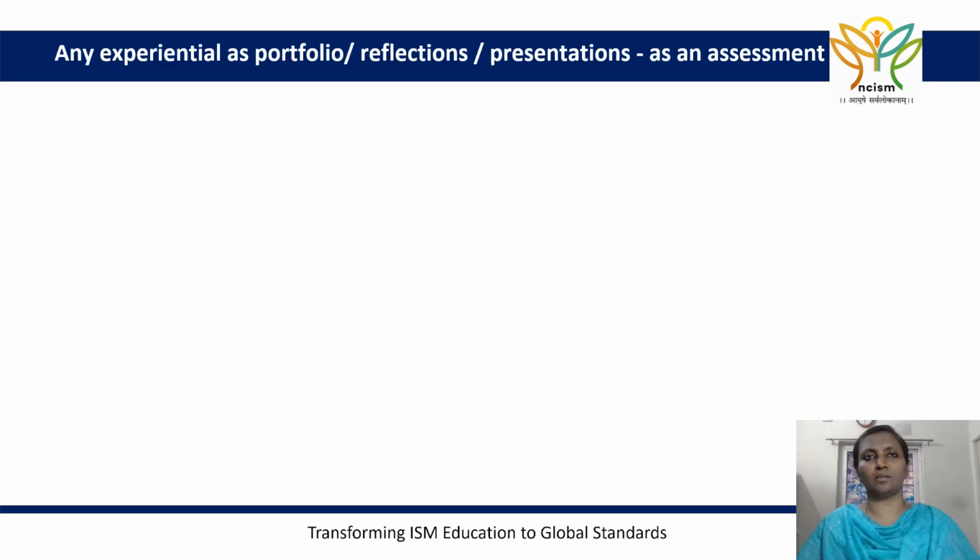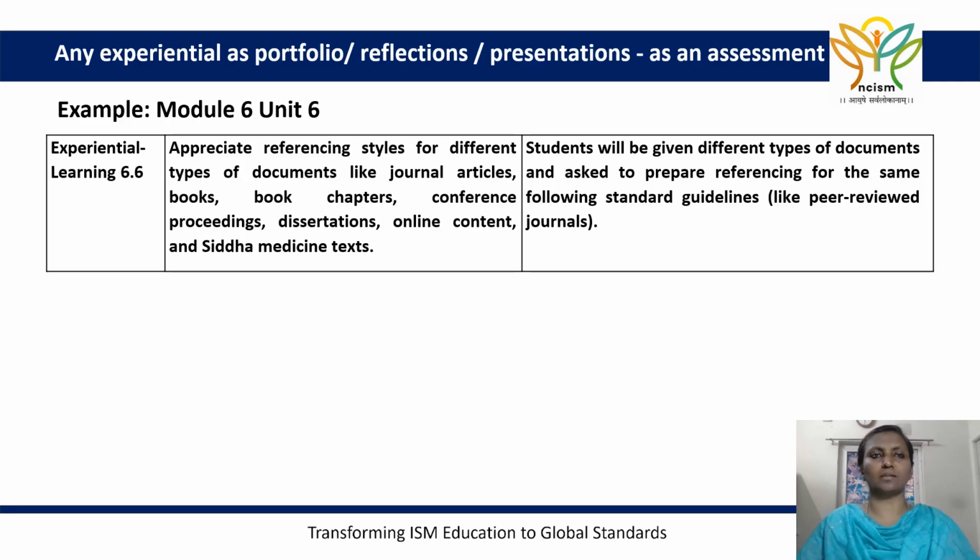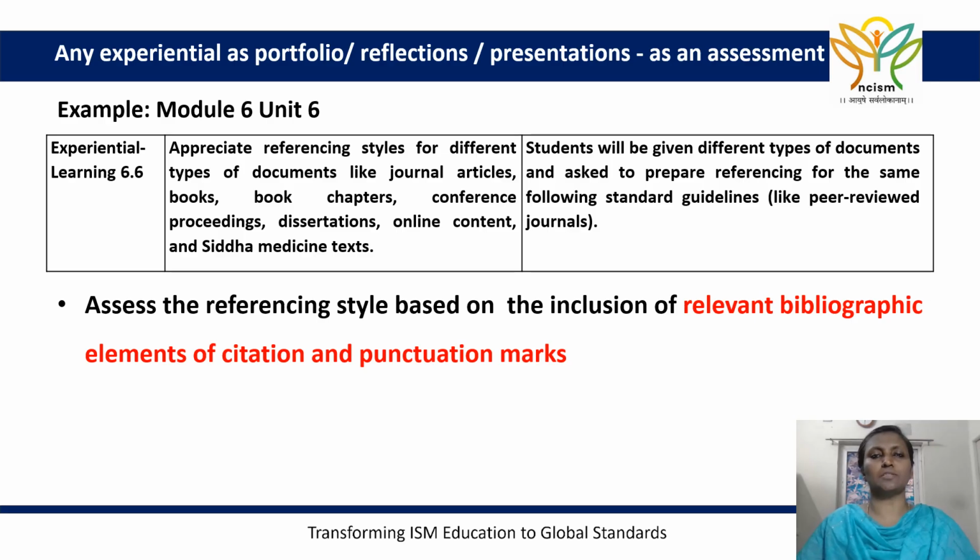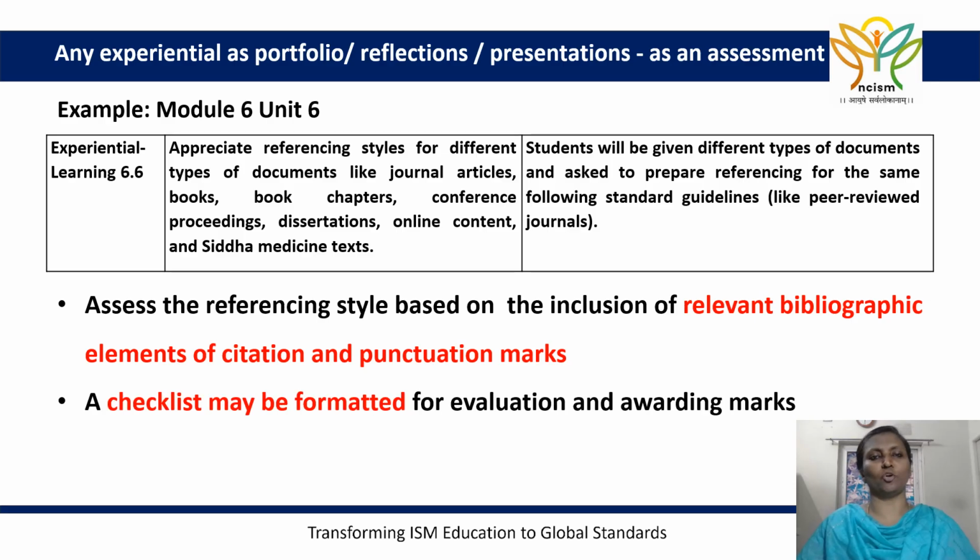Any experiential activity can also be converted as an assessment. Here, we have taken Unit 6 of Module 6 as example. In this unit, the suggested activity is appreciate referencing styles for different types of documents like journal articles, books, book chapters, conference proceedings, etc. Here, the assessment of referencing style can be done based on the inclusion of relevant bibliographic elements of citation and punctuation marks, and a checklist may be formatted for evaluation and awarding marks.